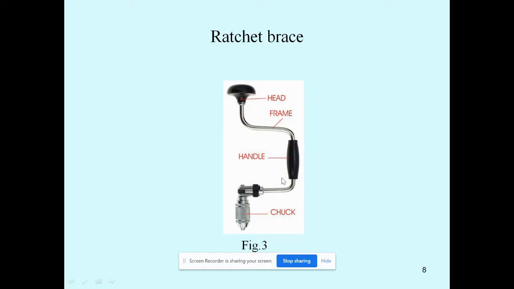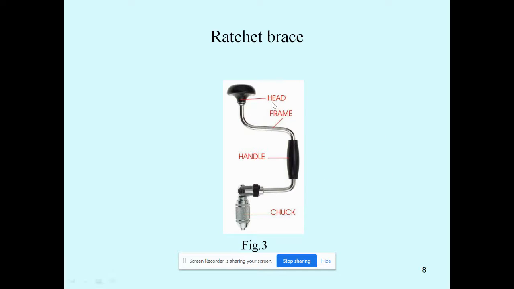Right. So in the previous class, we learned some different types of boring tools. Among them, this is one type of boring tool, the ratchet brace. Once again, we'll discuss it in this class also.